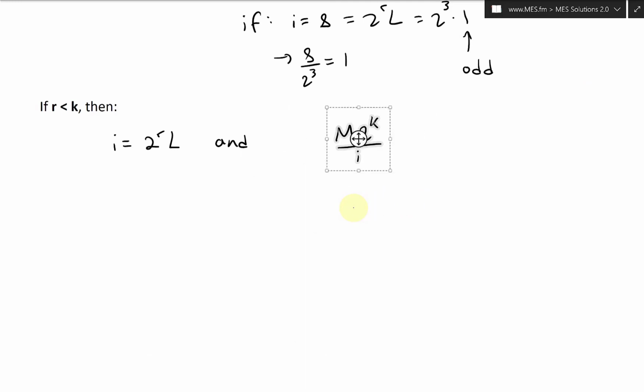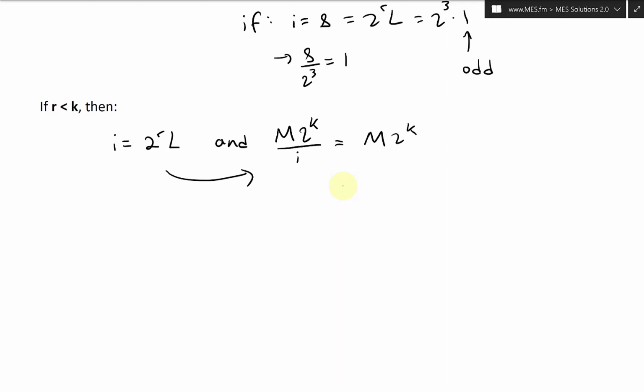So i is equal to that, and then we're going to throw that inside. This becomes m 2^k over 2^r L. Now these ones we could subtract the powers and move those in front. So this becomes 2^(k minus r) times m over L, like that.